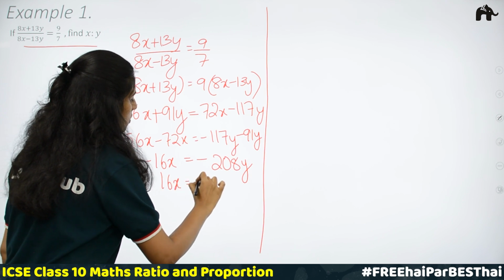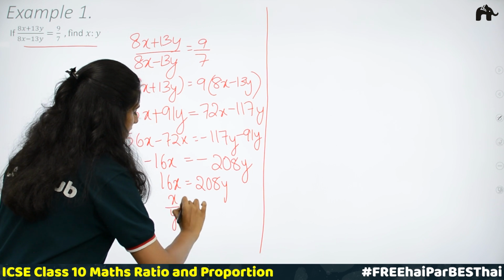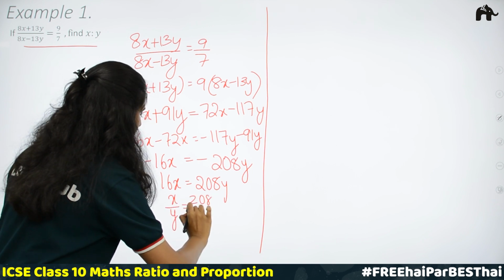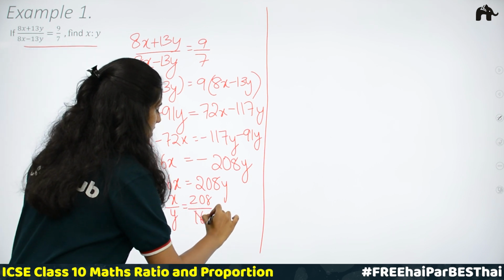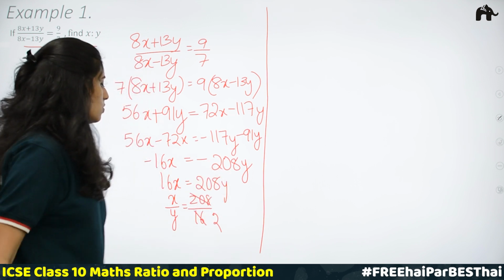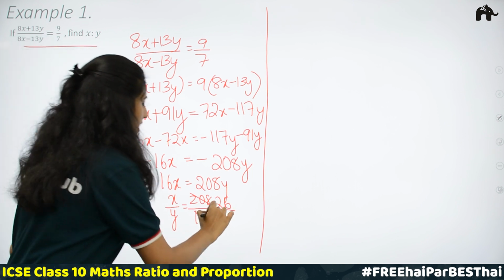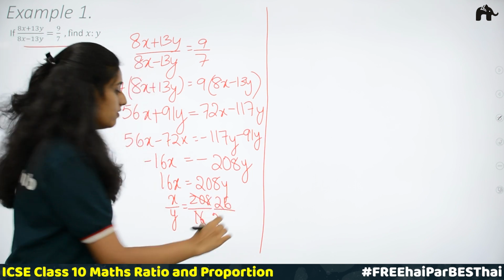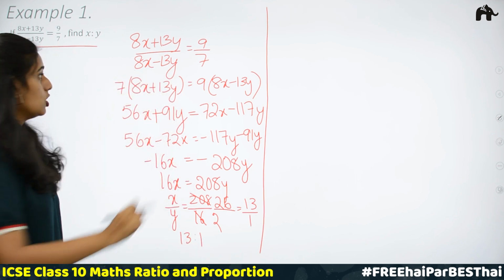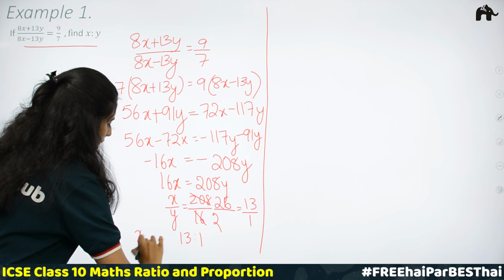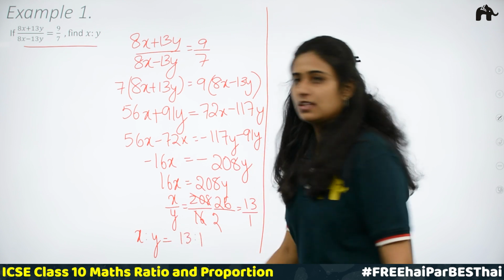16x is equal to 208y, or x by y is equal to 208 divided by 16. 8 into 2 is 16. 8 into 26 is 208. Again cancelling 26 and 2, we get 13, 13 by 1. 13:1 is the ratio. We had to find x is to y. X is to y is equal to 13:1. This is the normal method we use to solve.